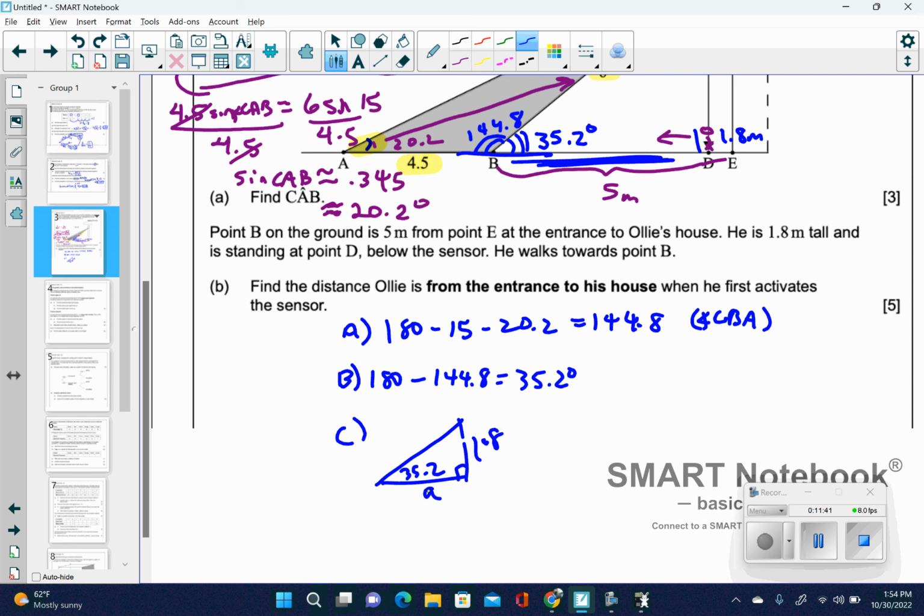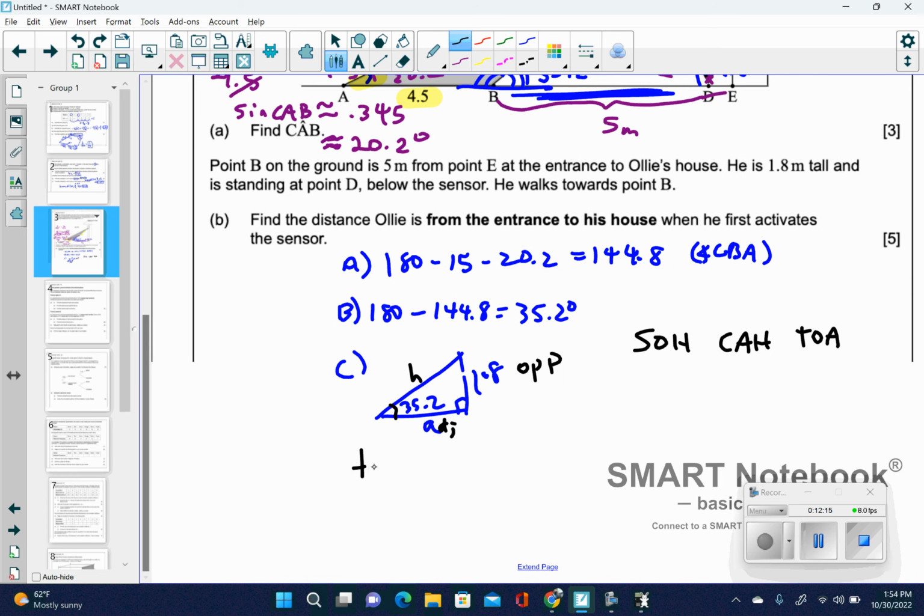So let's go ahead and call this A. All right, so we have an angle. Let me just go ahead and switch colors. We have an angle. We do not know what the hypotenuse is, neither do we care. We don't care about that distance. We care about this right here. So we have opposite, which is OPP, and adjacent, which is ADJ. So out of SOHCAHTOA, which one has opposite and adjacent? Tangent does.